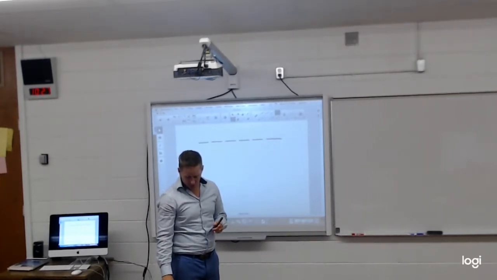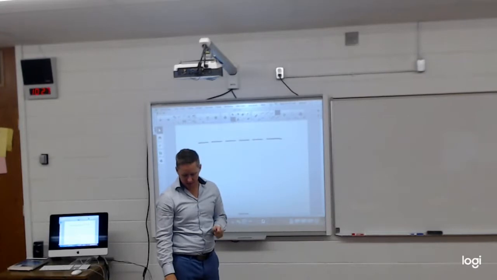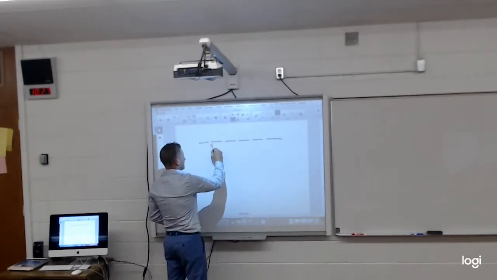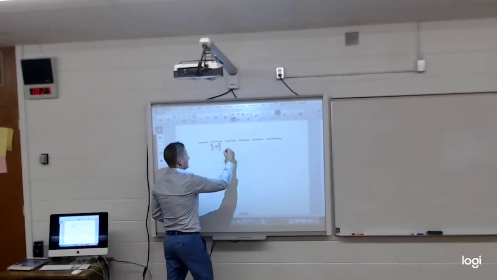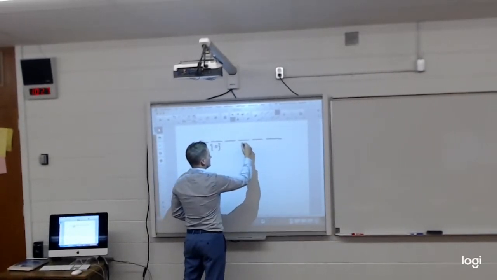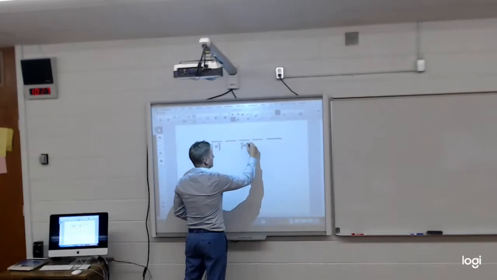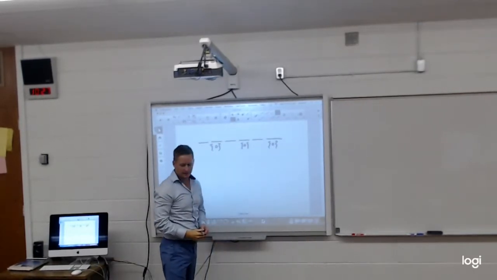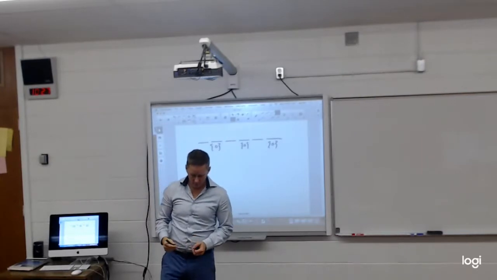Right. So the circle cards have to be in the 2nd, the 4th, and the 6th positions. So here's the 2nd position. That needs to be a circle. The 4th needs to be a circle. And the 6th needs to be a circle. Right? So far, so good?